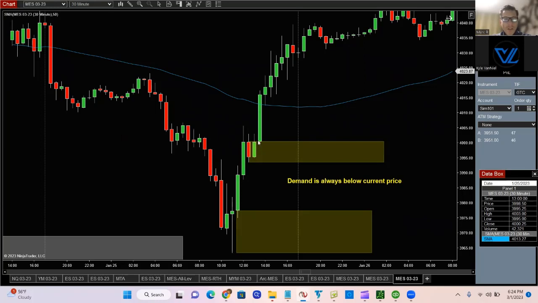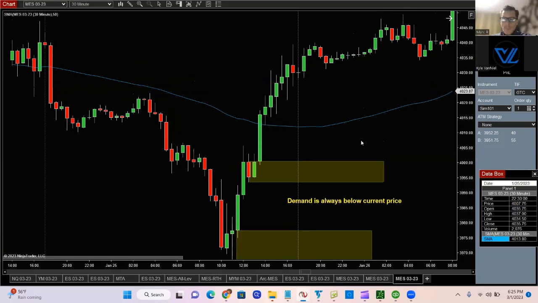It's subtle, but if that's our leg out, then the red candle is our basing candle. In this exercise, we're going to draw the base as the highest body in the basing candle and the lowest wick, and then there's the zone.